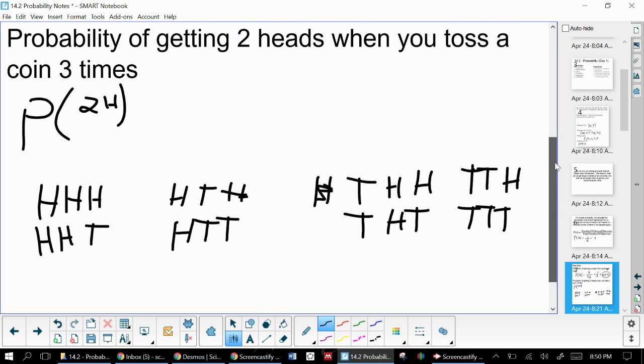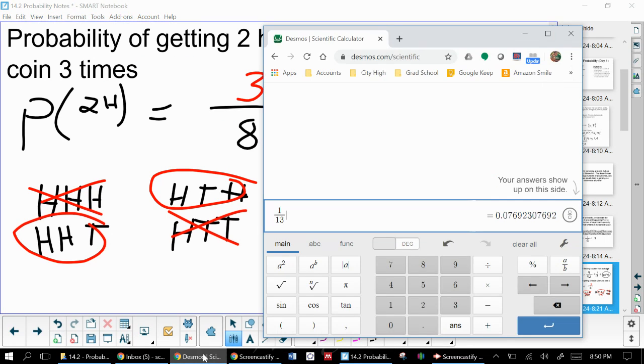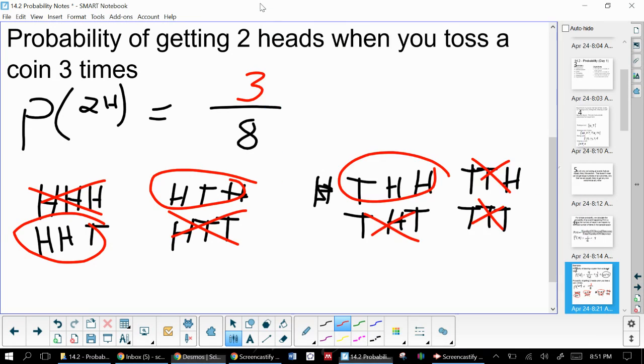So our total for the bottom of our fraction here has got to be 8. And if you look through, how many of those are 2 heads? Well, that's 3 heads, so that doesn't count. There's 2 heads. There's 2 heads. That doesn't count. There's 2 heads. Not that, not that, not that. So we've got a total of 3 out of 8 ways of getting 2 heads when we flip our coin 3 times. And just to get a decimal there, 3 out of 8 is 0.375. And so that would be our probability of getting 2 heads when tossing a coin 3 times.